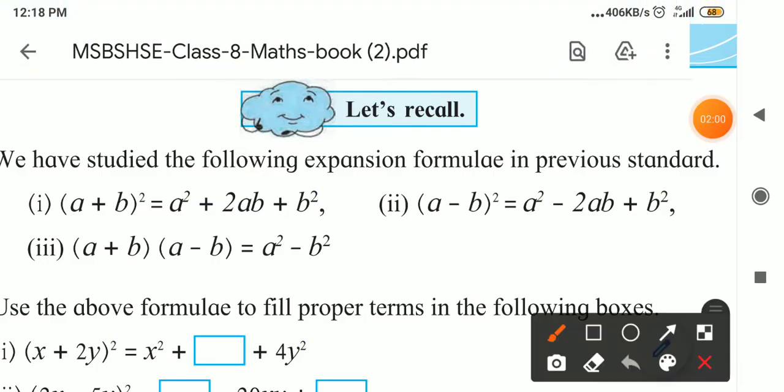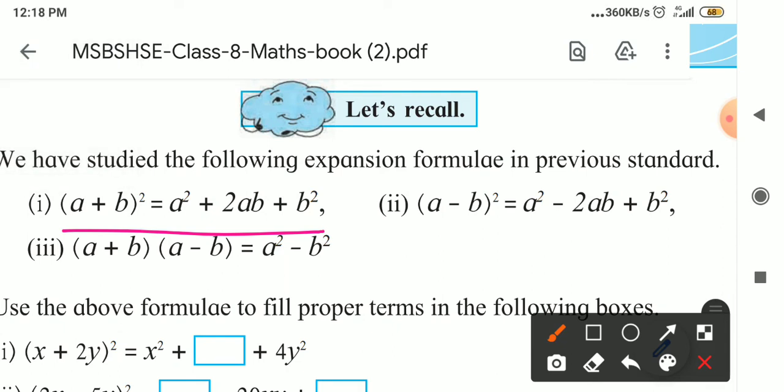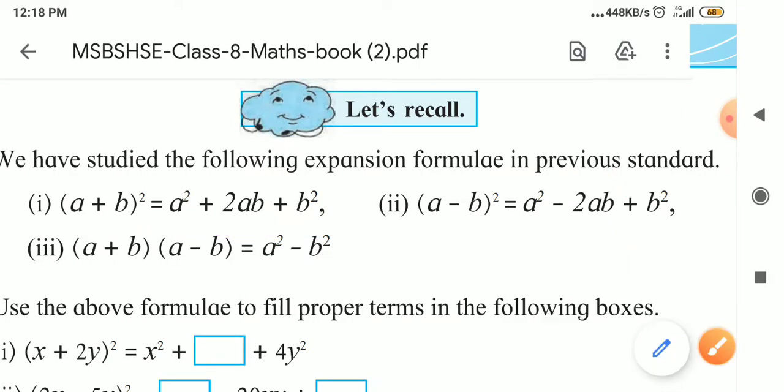Even whenever you are sleeping, if anybody asks you the expansion of (a + b) whole square, you must tell that it is a square plus 2ab plus b square. If someone asks you the expansion of (a - b) whole square, it is first term square plus last term square minus 2ab. This was covered for you last year.